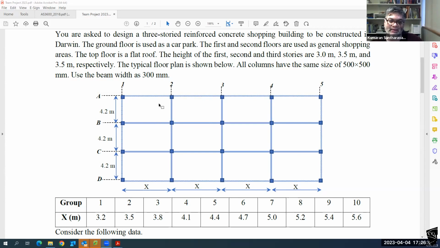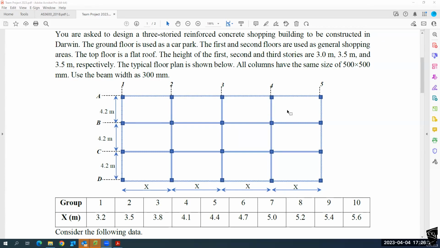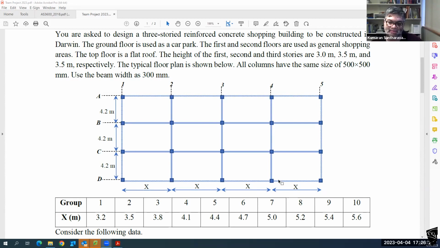So the whole slab should have the same thickness. You can't have this one 150, this one 200, this one 175. You can't have different thicknesses. So in that case, the whole slab has the same thickness. Then how do I make sure my thickness is okay? To check my thickness, I will use deflection, of one of the panels.